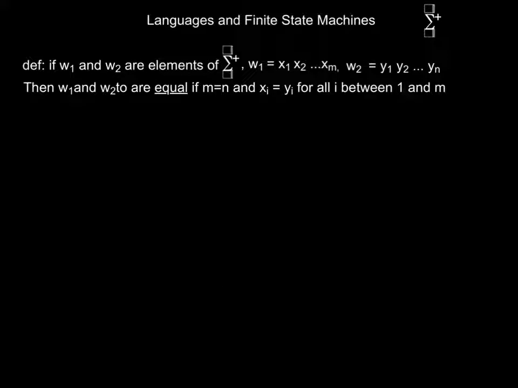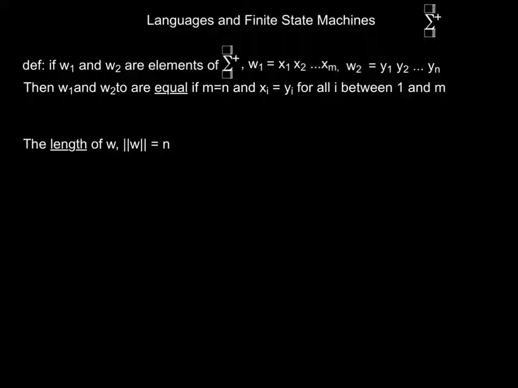If W1 and W2 are elements of our sigma plus, and W1 is the string x1, x2 up to xm, and W2 is the string y1, y2 up to yn, then W1 and W2 are equal if m is equal to n, in other words, their lengths are the same, and if x sub i is equal to y sub i for all i between 1 and m. So each corresponding element is the same, and it's really your intuitive sense of equal strings.